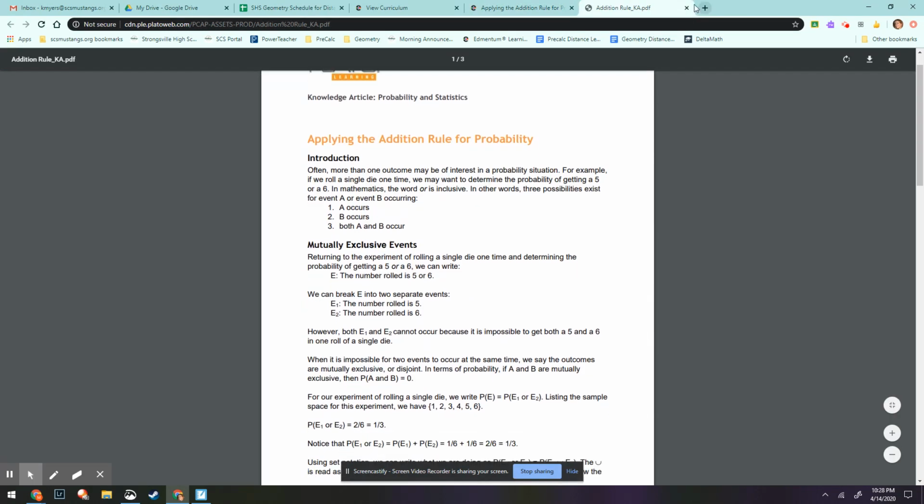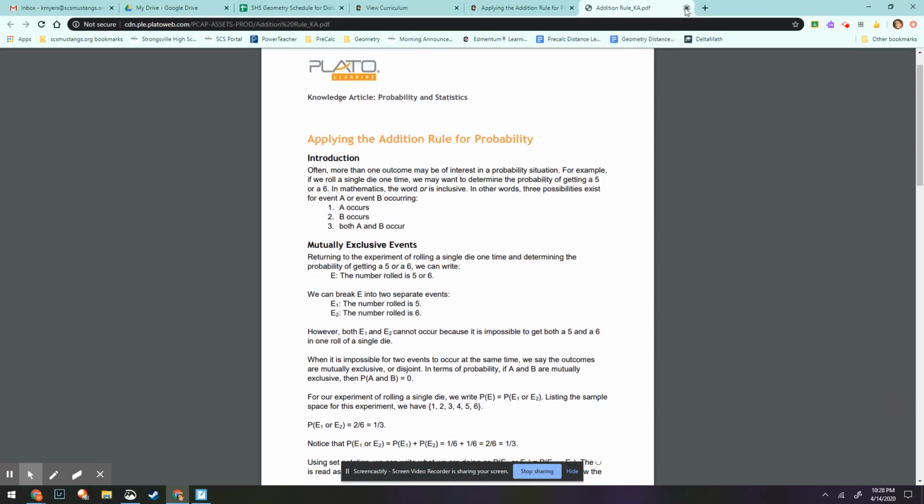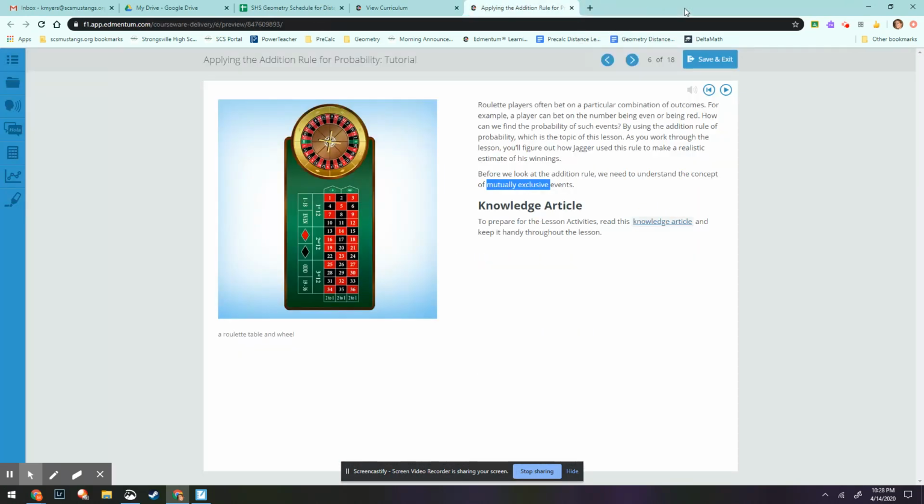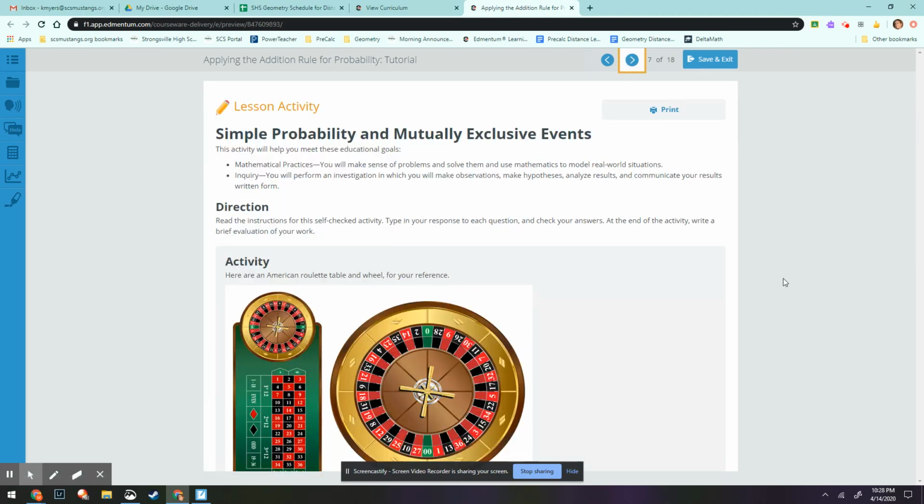So, this is just a reminder of what mutually exclusive events are. As always, they have these articles that you can read if you want to. But basically, what mutually exclusive events are, if you remember from last tutorial, are events that cannot occur simultaneously. So you can't land on number 1 and number 2 in roulette. It can't happen.